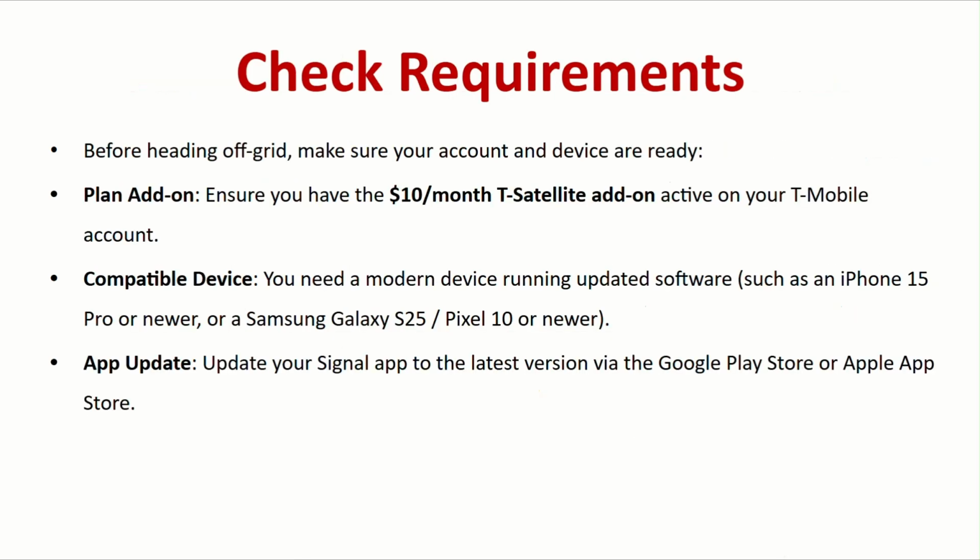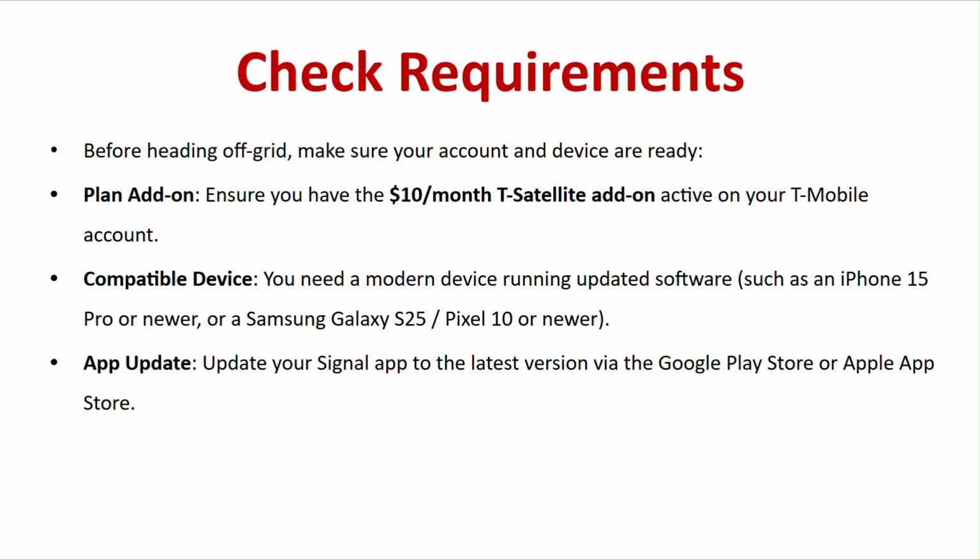Check requirements before heading off grid. Make sure your account and device are ready. Plan add-on: ensure you have the $10 per month T-Satellite add-on active on your T-Mobile account. Next is a compatible device. You need a modern device running updated software such as an iPhone 15 Pro or newer or a Samsung Galaxy S25/Pixel 10 or newer. Next, app update.